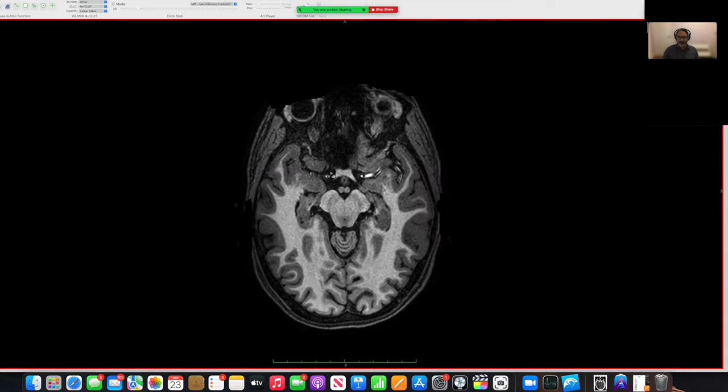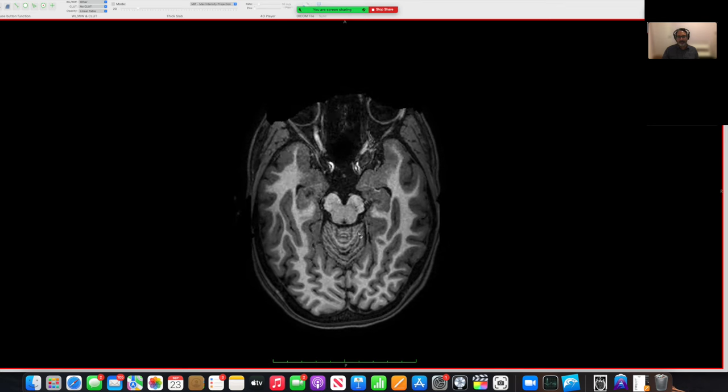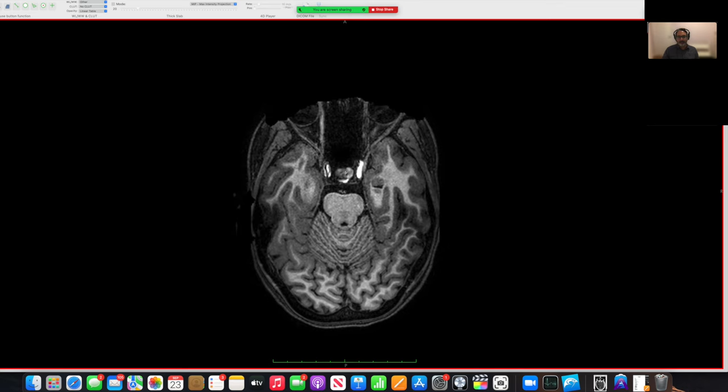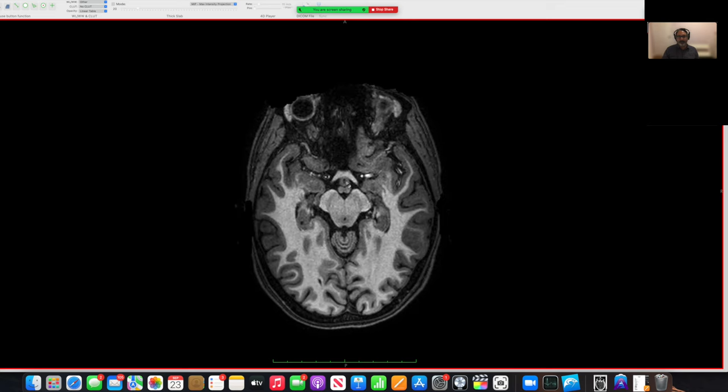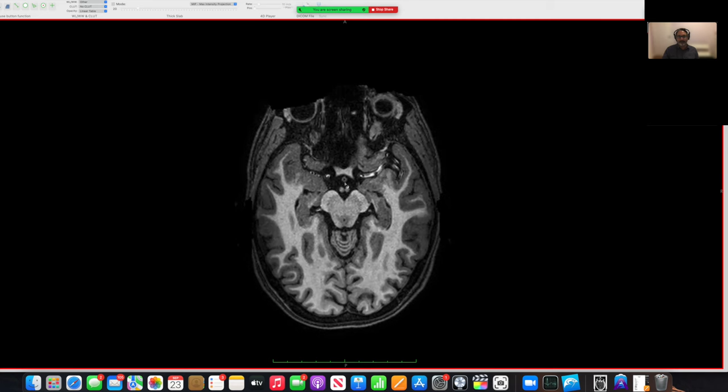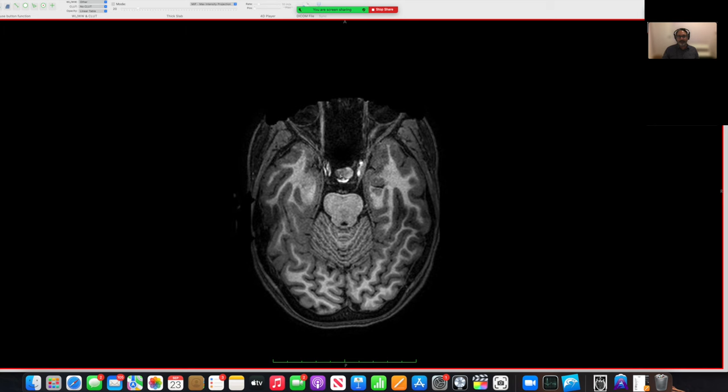So that's your optic chiasm. That's the pituitary stalk. If I keep going inferiorly, you will see it show up as a pituitary gland. And if I keep going superiorly, that's your pituitary stalk. It will become the hypothalamus. And this is why an enlarged pituitary is going to grow superiorly.